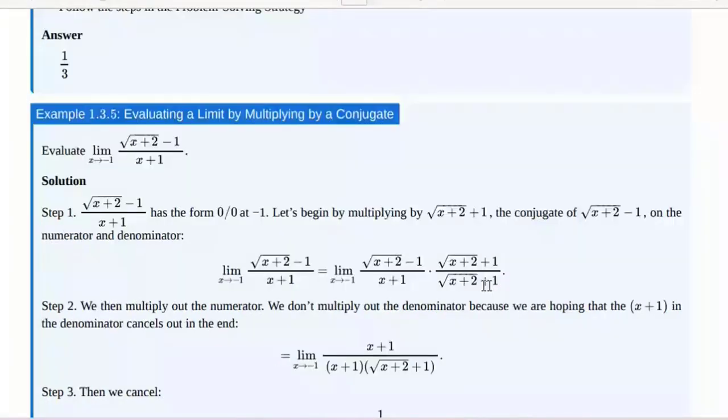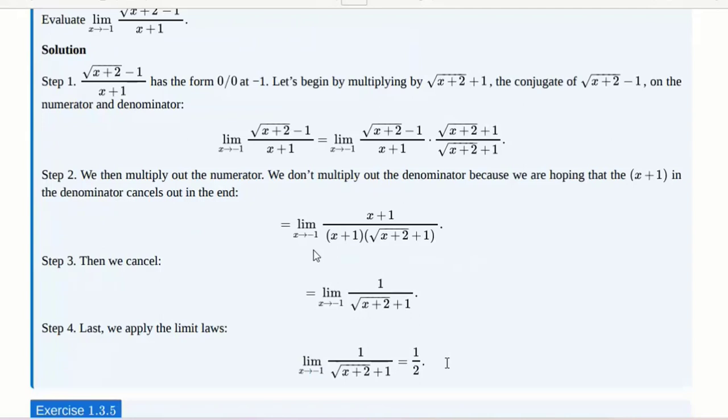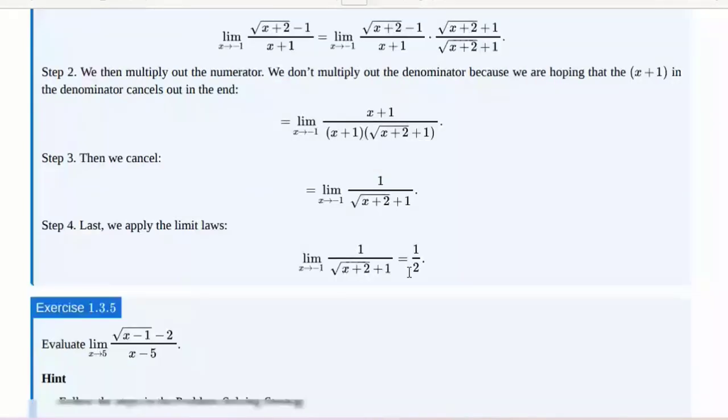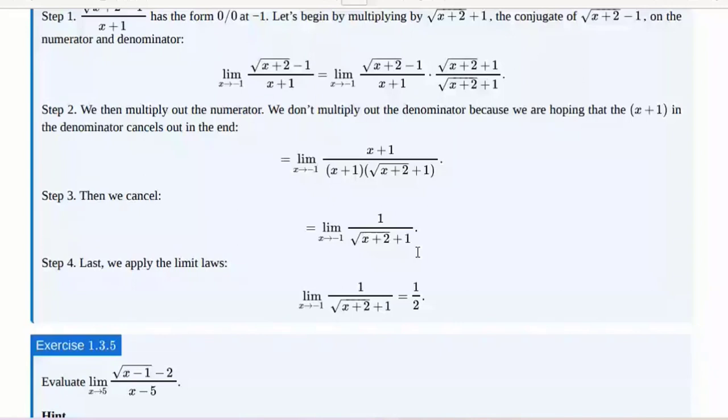The complex conjugate of the square root of x plus 2 minus 1 is the square root of x plus 2 plus 1. We multiply throughout by that. We simplify. Then after that, whatever cancels out, we cancel. Then after that, we substitute. Any question? Can I ask a really silly question? Any question is welcome.